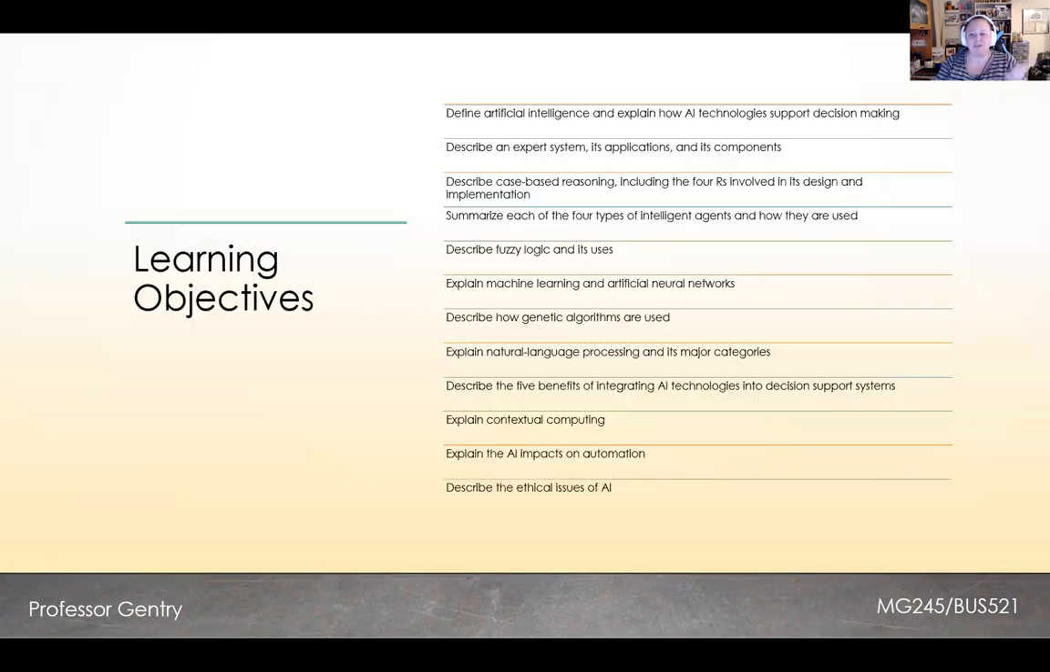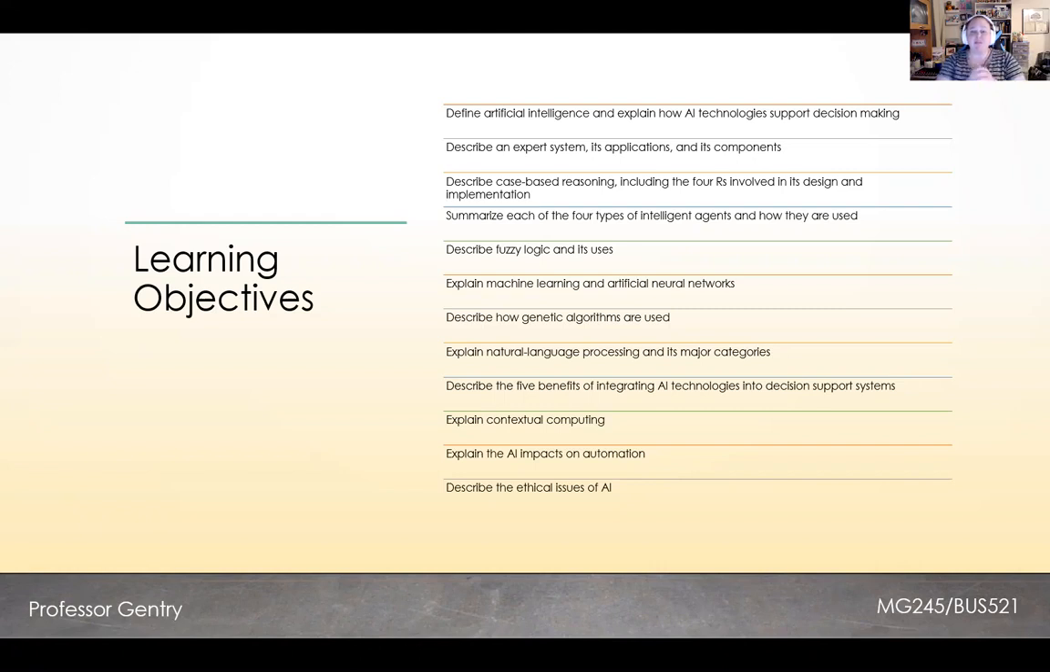So, learning objectives. We're going to define artificial intelligence and explain how AI technologies support decision making. We're going to describe an expert system, its applications and components. We're going to talk about case-based reasoning and the 4 R's that are involved in this type of design and implementation. We're going to talk about the 4 different types of intelligent agents and how they're used. We're going to touch on fuzzy logic and what it's used for.